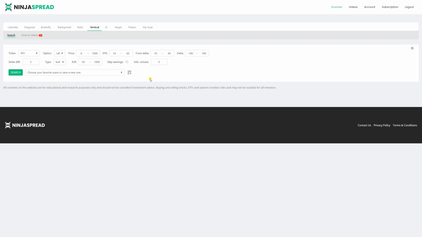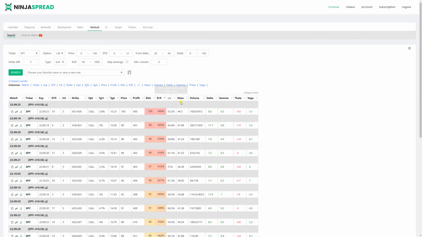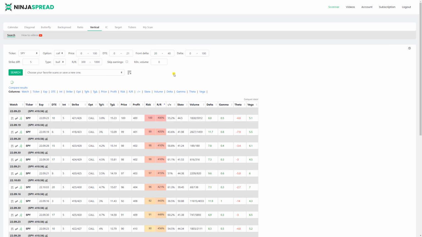The price should be from 0 to, for example, 100, and let's look for closer to expiration, like 21 days, 20, 40, and the delta should be positive, obviously, and the strike difference should be 5 right now, just for example. As you can see, the lowest reward to risk right now is 400%. The highest is 600%.